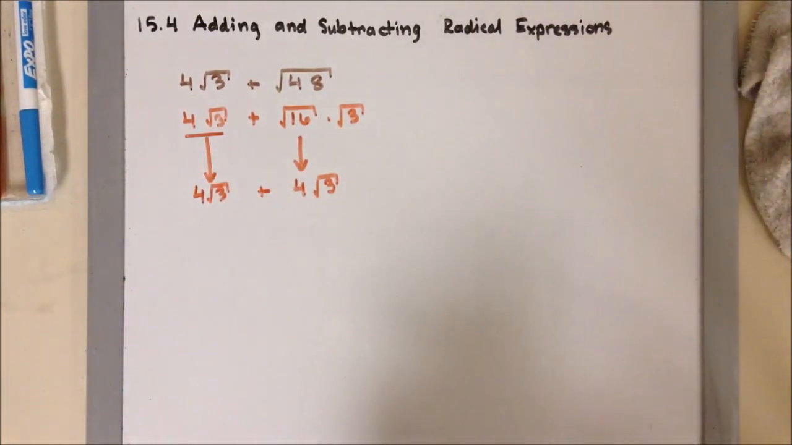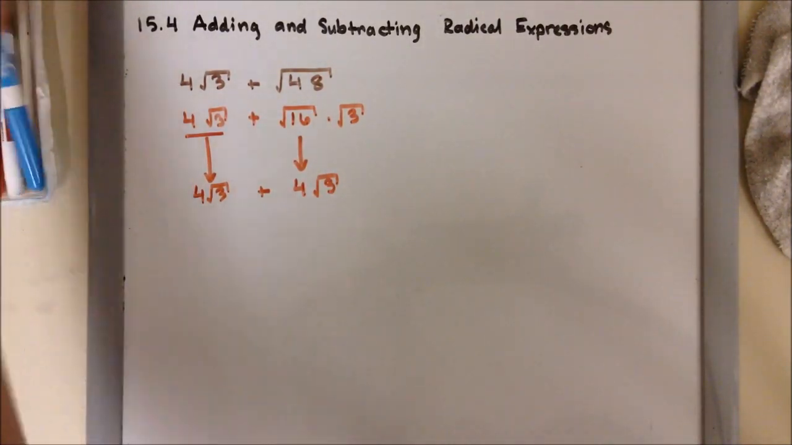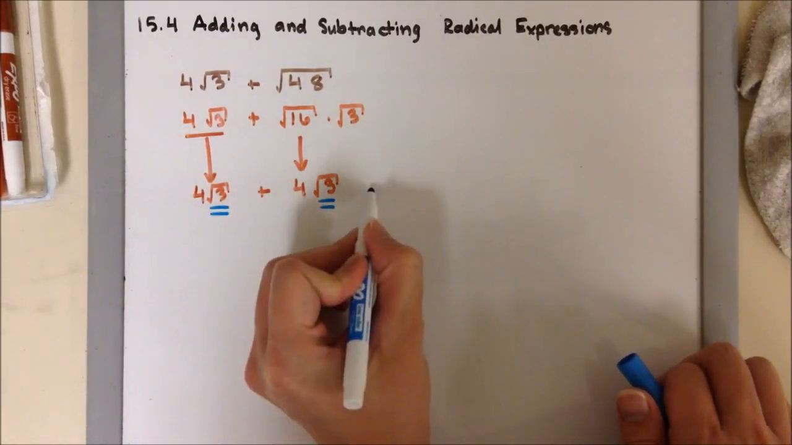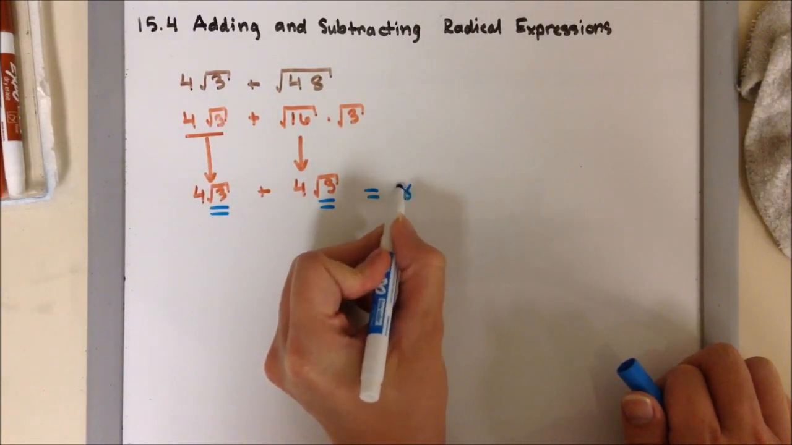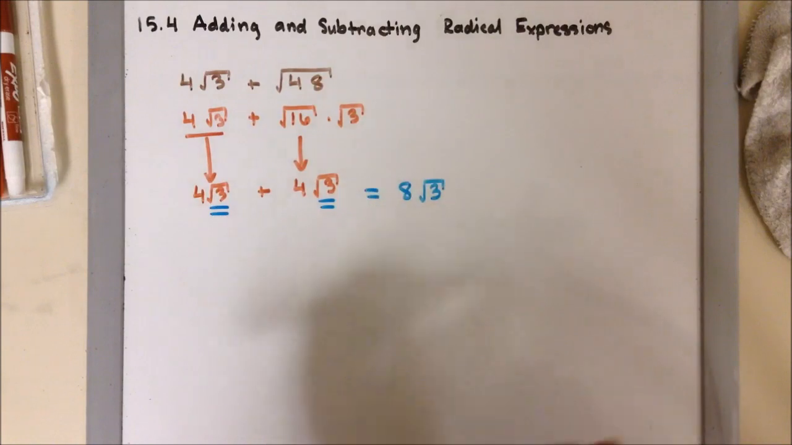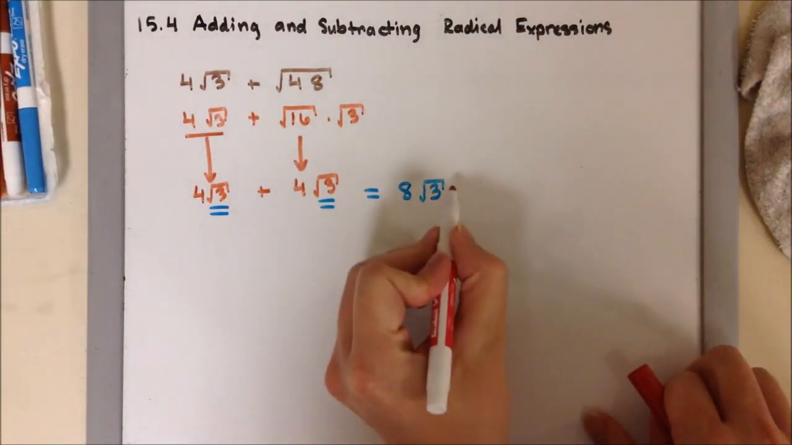plus. Now, since both of them have square root of 3, that means that I can add the outside numbers. So 4 plus 4 is 8, and then square root of 3. So that's going to be my final answer. And box that up.